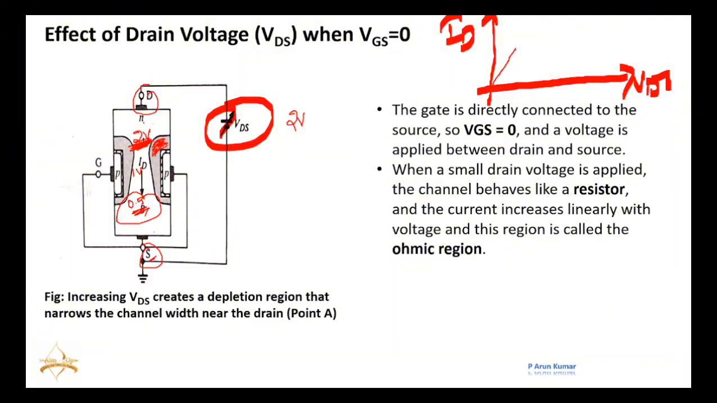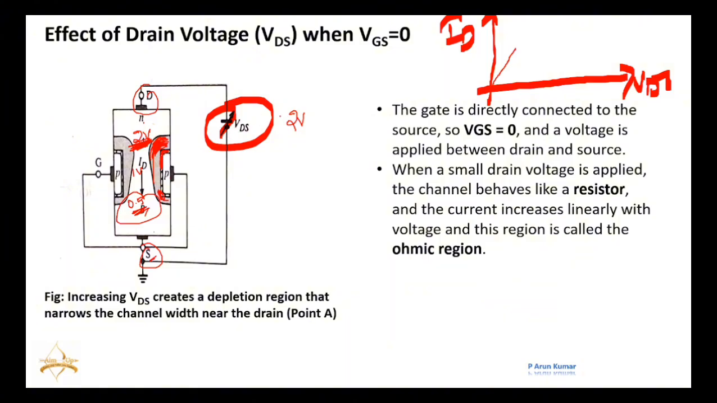So that's why we can see more depletion region here and less depletion region here. The internal depletion region is due to VGS, which is fixed here. I'm not talking about this one; I'm talking about the outside one. The outside depletion region is more here and less here, and this is happening due to VDS.